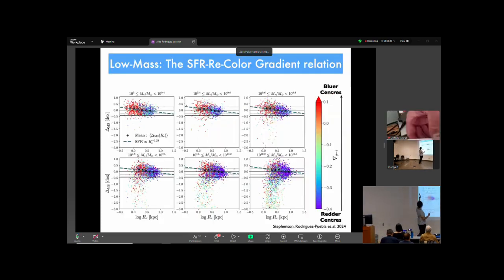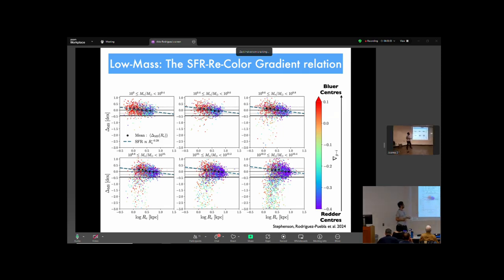So what I'm showing here is, again, the distance to the main sequence, the half-light radius, and the different panels are the stellar masses. And we are color coding by the color gradients. So redder colors are bluer centers, blue colors are redder centers. So what you're seeing is that small galaxies have bluer centers, while large galaxies have redder centers. This means that most of the star formation rate in large galaxies is in the outskirts.